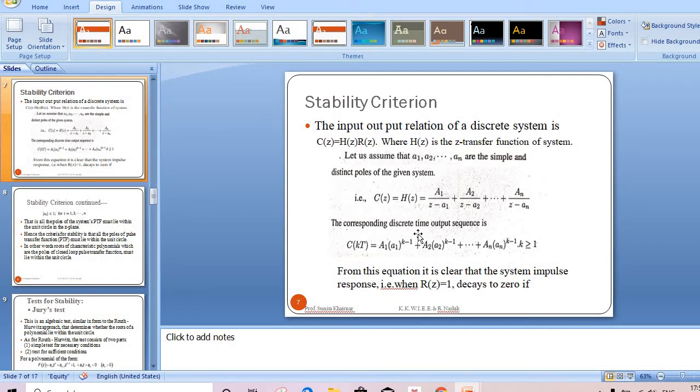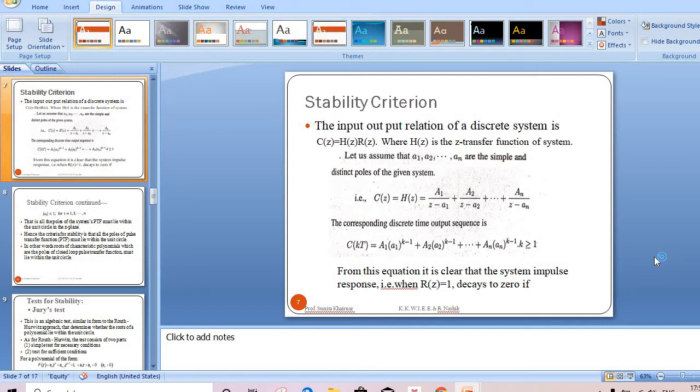The corresponding discrete time output sequence. So when this is C of Z, its discrete output sequence will be given as C of kT, and that is equal to A1 into A1 raised to k minus 1 plus A2 into A2 raised to k minus 1 plus up to An into An raised to k minus 1. This is valid for k greater than or equal to 1.